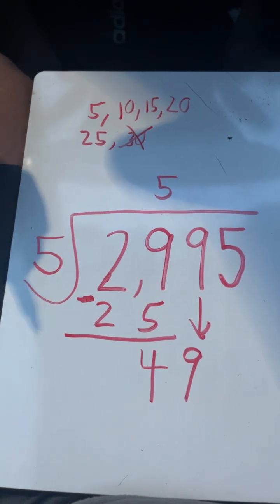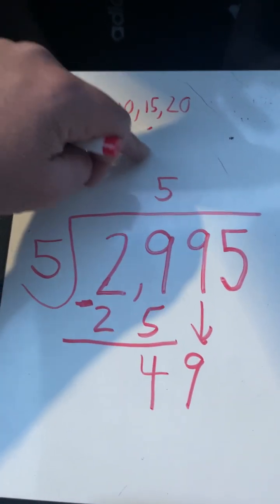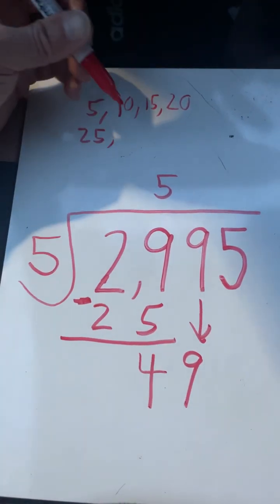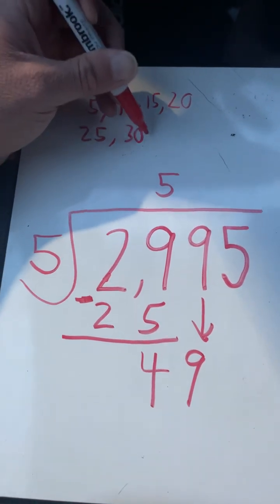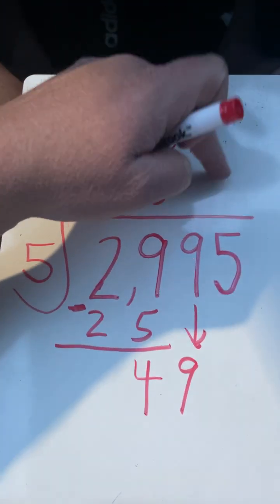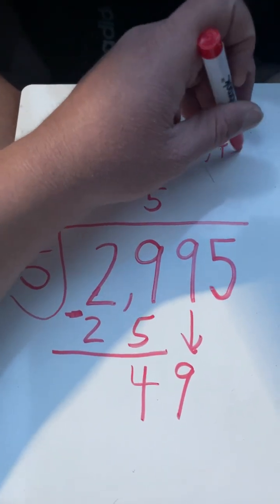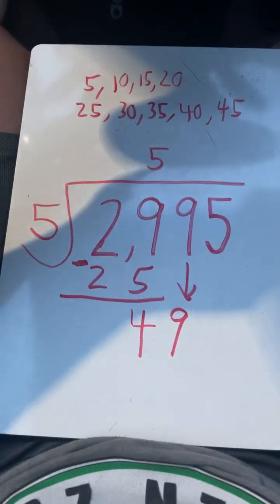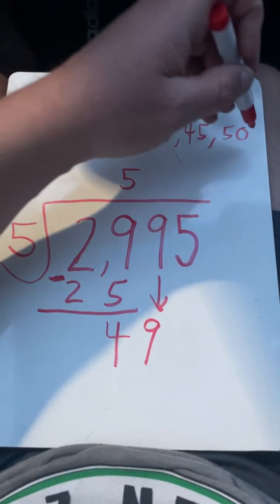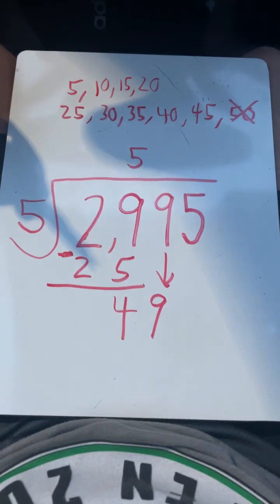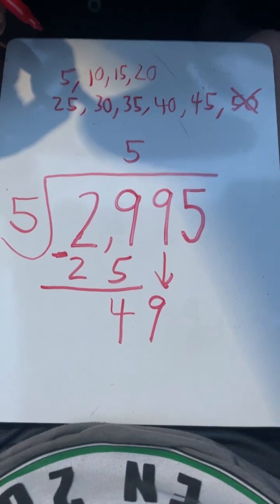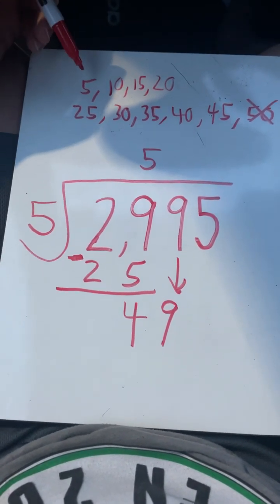I want to see how many times does 5 go into 49. So we already know that 5 goes into 25 5 times. But if we keep counting by 5s now, 25, 30, 35, 40, 45, 50 would be too far. Again, we want to see how many groups of 5 we can get within 49. If we pass 49, it's too far. So how many groups of 5 did I get within 49 without going over 49?